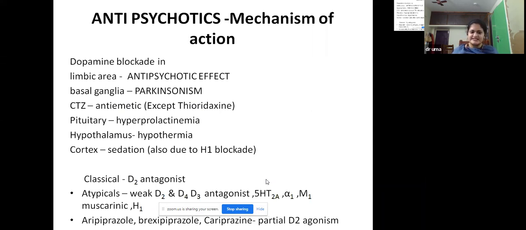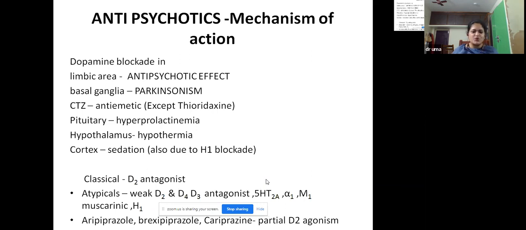So the antipsychotics produce an antiemetic effect. They are D2 blockers except thioridazine, which does not have any antiemetic effect. In the pituitary, they produce hyperprolactinemia; in the hypothalamus, hypothermia; and in the cortex, sedation. The classical antipsychotics are mainly D2 blockers, but atypicals are weak D2 blockers, and they mainly block serotonin receptors. Alpha receptors, muscarinic receptors, and histaminic receptors are blocked by both groups. But the main thing is classicals are D2 blockers, atypicals are weak D2 blockers.